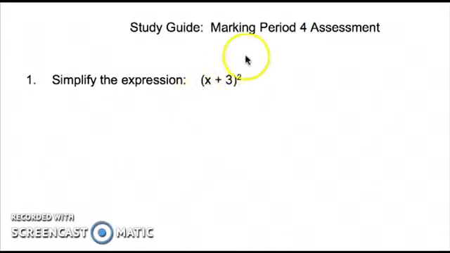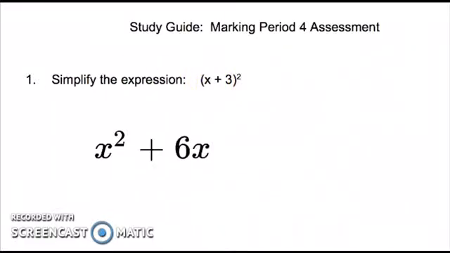So the rule when you have a binomial being squared is to first square the first term, so we have x squared. Then you would multiply the two terms together and double it, so 3 times x, and then times 2 would be 6x. And then the last step would be to square the last term, which would be 3 squared, which is 9, so plus 9. So then the answer would be x squared plus 6x plus 9.